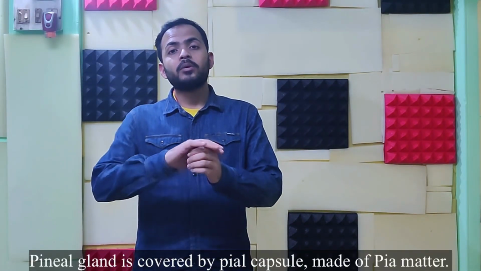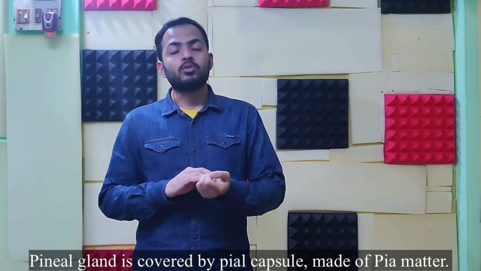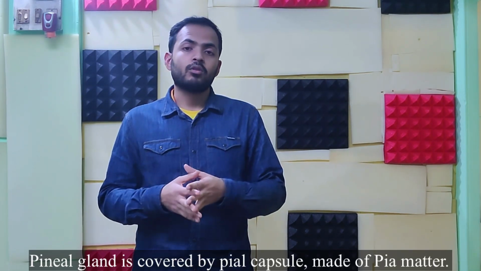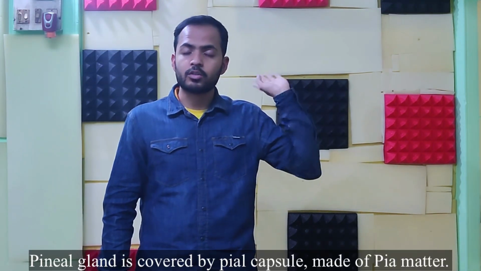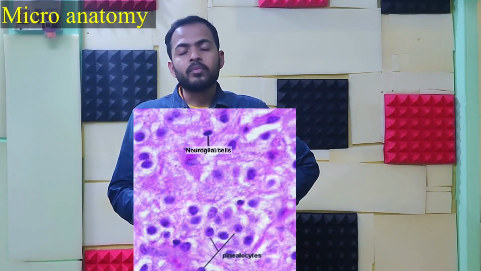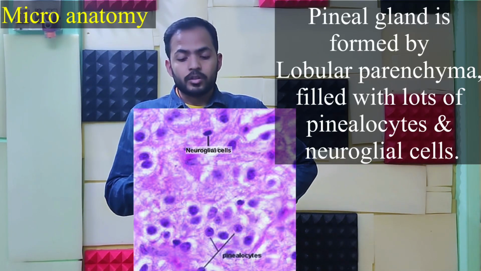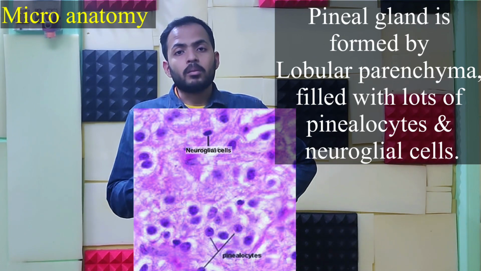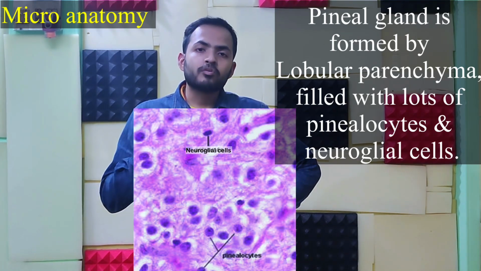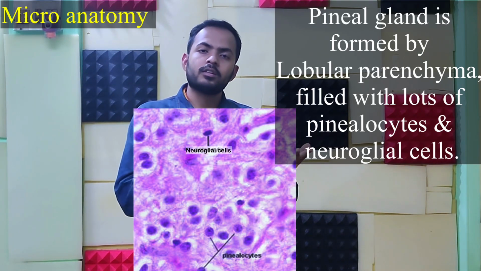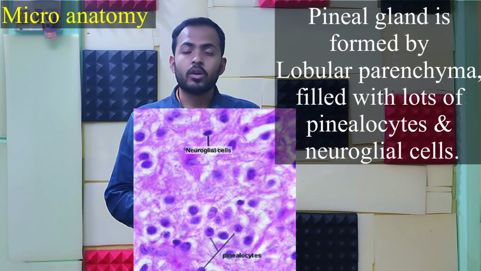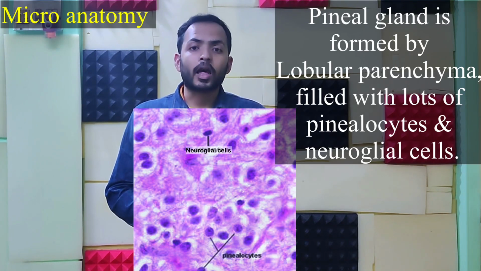Now this entire pineal gland is covered by a pial capsule, which is formed by the pia mater. This pia mater, arachnoid mater, and dura mater I already talked about in my earlier videos. You can check those. But here the main thing is the microanatomy. As you can see in this photo, it is formed by lobular parenchyma filled with lots and lots of pinealocytes. The cells inside the pineal gland are known as pinealocytes. Along with them you also find neuroglial cells.